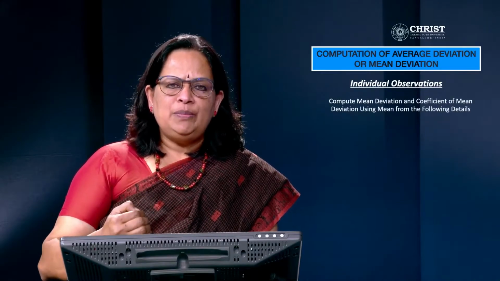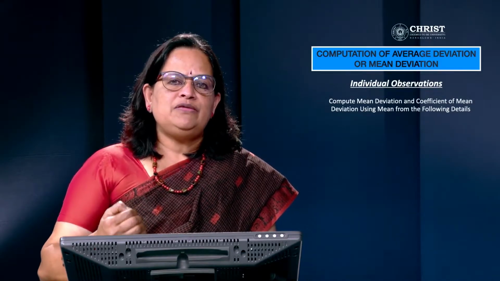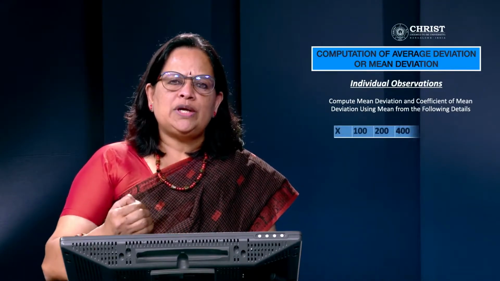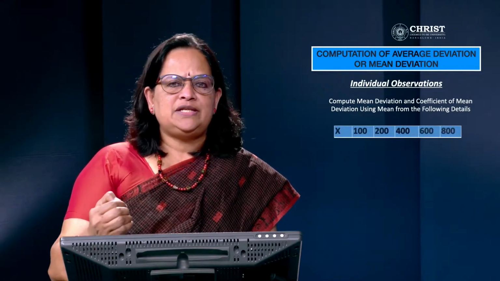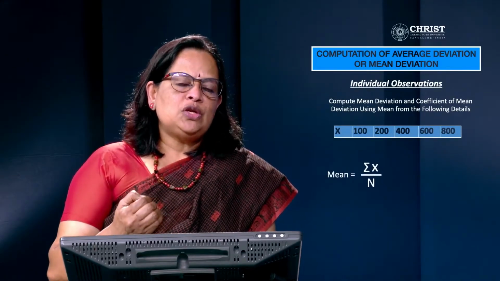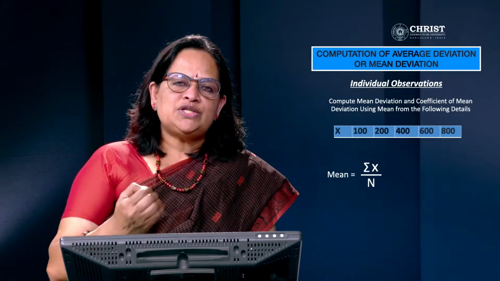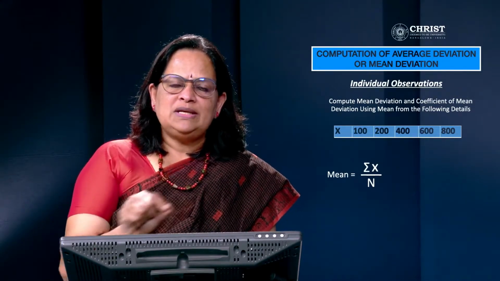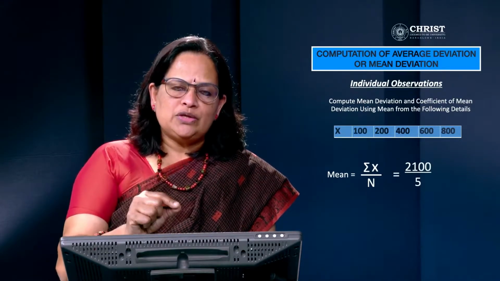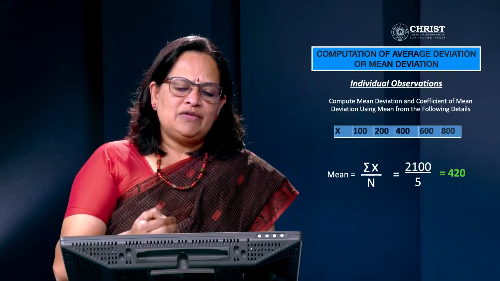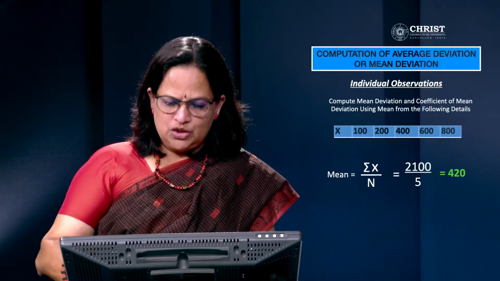Now, see the individual observation problem: compute mean deviation and coefficient of mean deviation using the following details. The x values are 100, 200, 400, 600 and 800. As the first step, we have to calculate the mean. For individual observations, the mean is sigma x divided by n. Sigma x is the total of all the x values, that is 2100. N is the number of observations. So, 2100 divided by 5 gives 420.